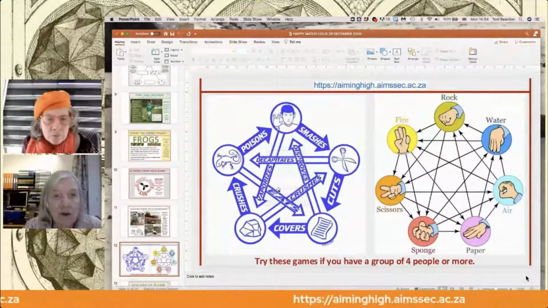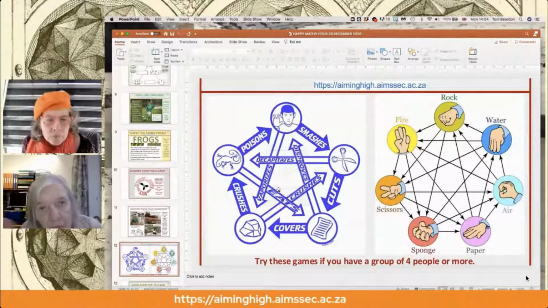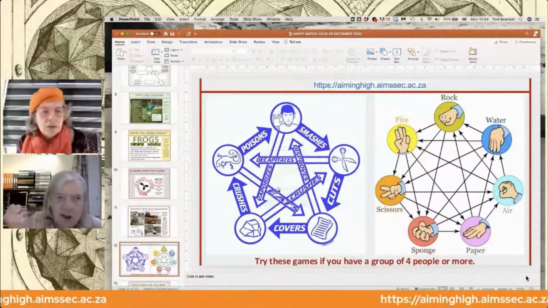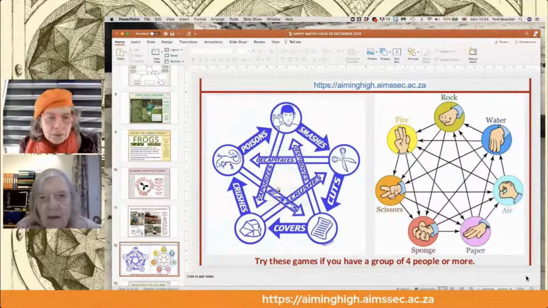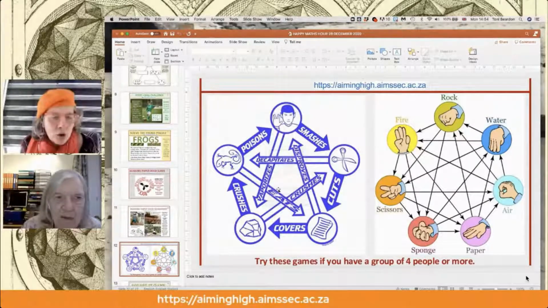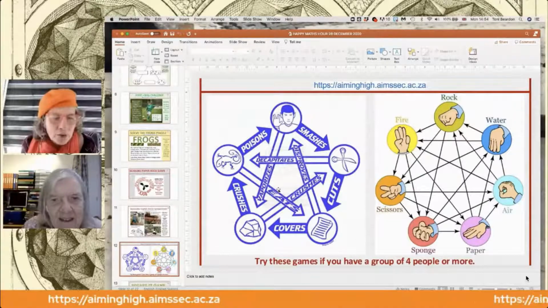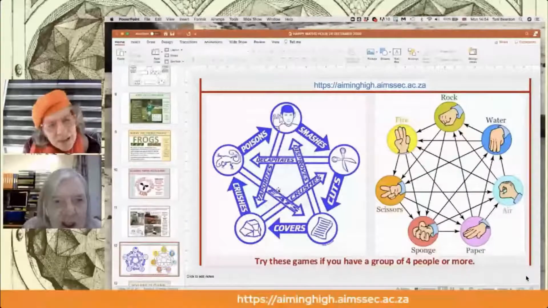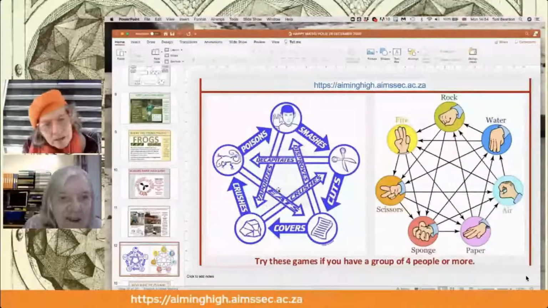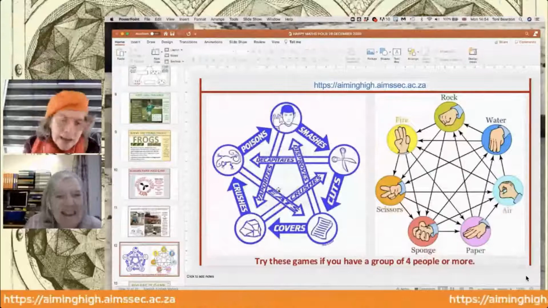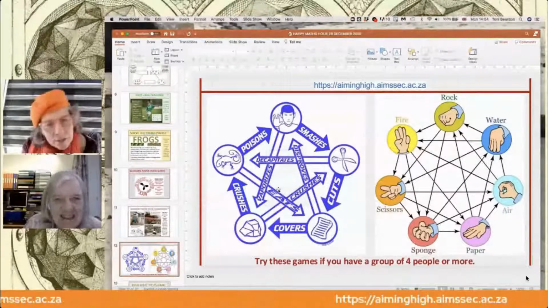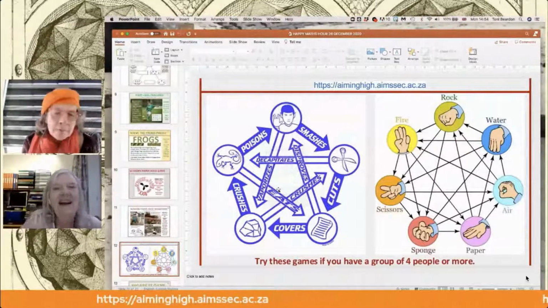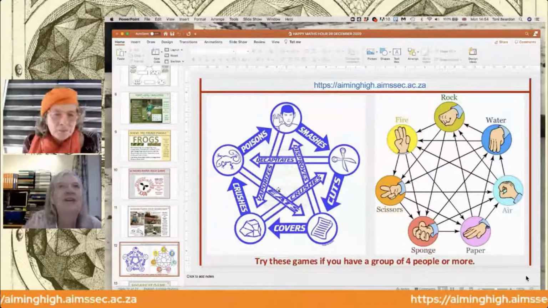So you've got snake, poisoning, and you've got other actions like a sponge which soaks up the water, and air. The rock crushes the poor old lizard. And the scissors decapitate the lizard. The hand smashes the scissors. Anyway, you can find all those instructions on the Aiming High website.